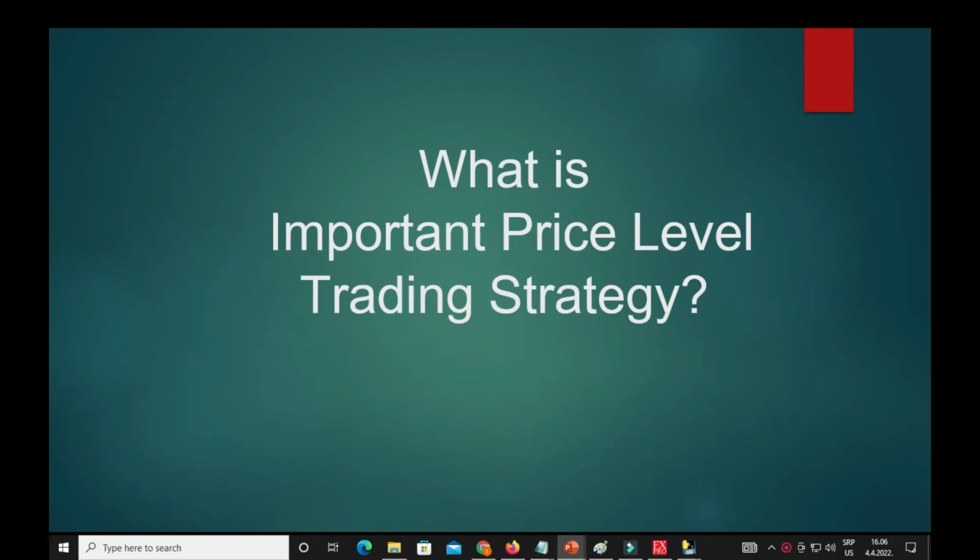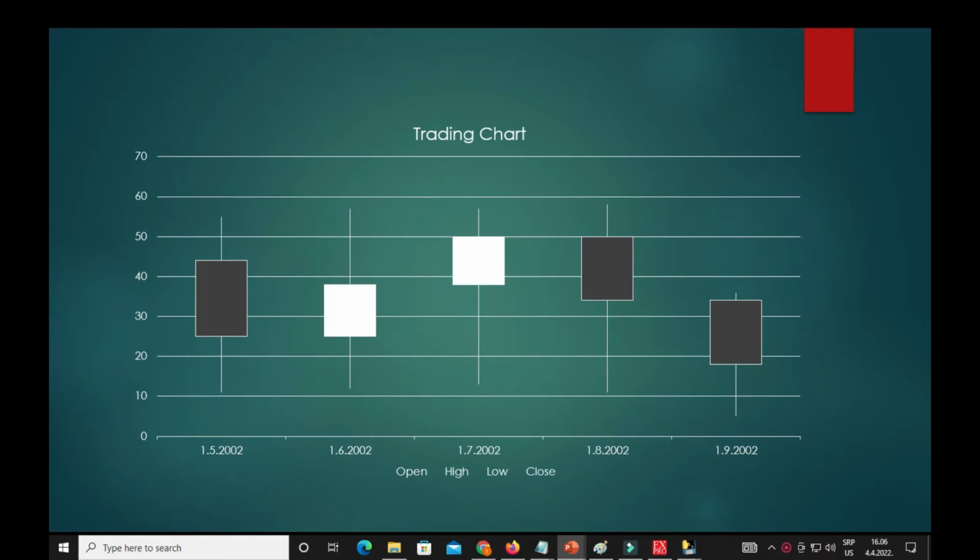What is important price level trading strategy? Oh, how can I explain this. For example, we have a trading chart. On this trading chart, you see candlesticks. I know a lot of traders like candlesticks and trade using candlestick patterns, but we will not do that. Let me look at this chart very simply.